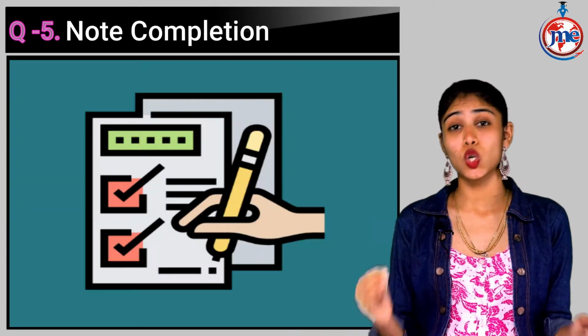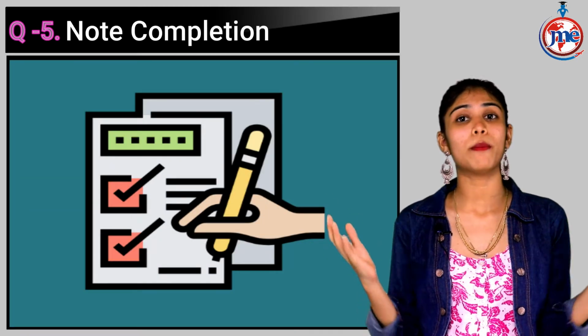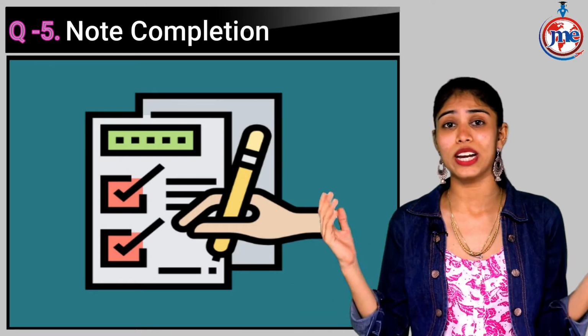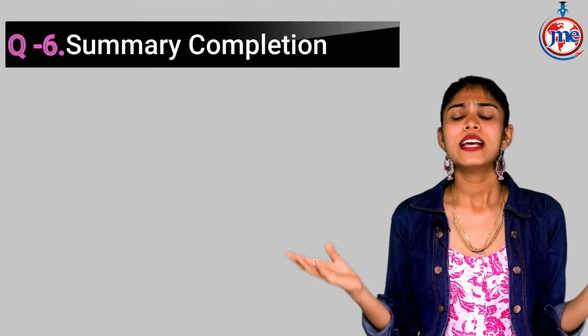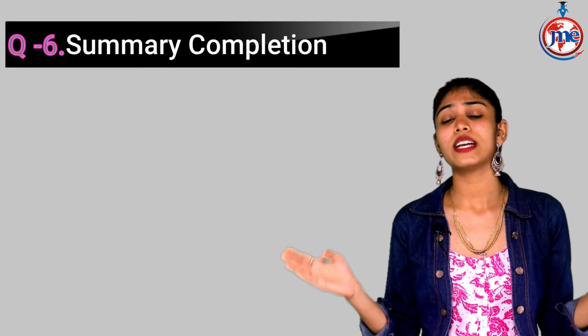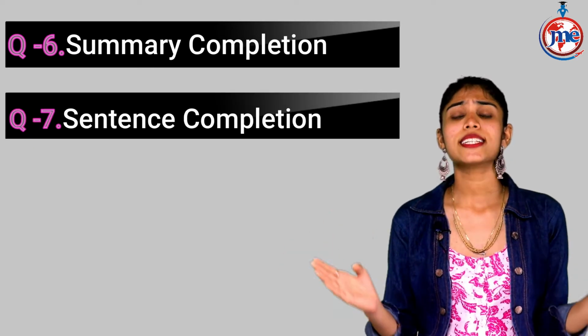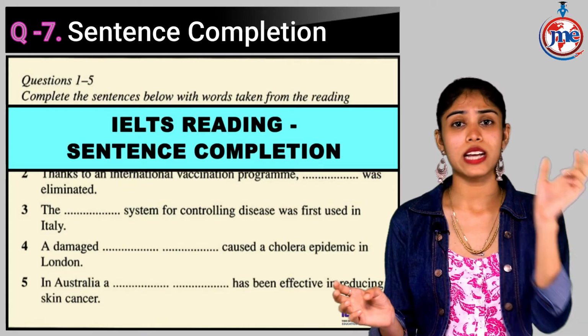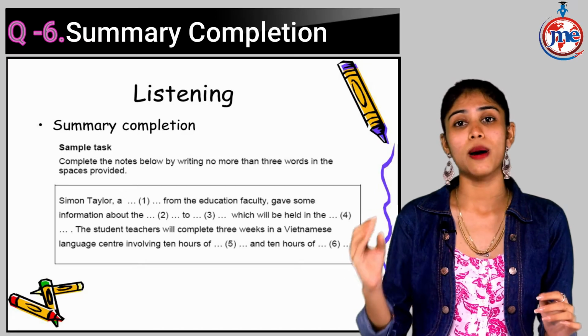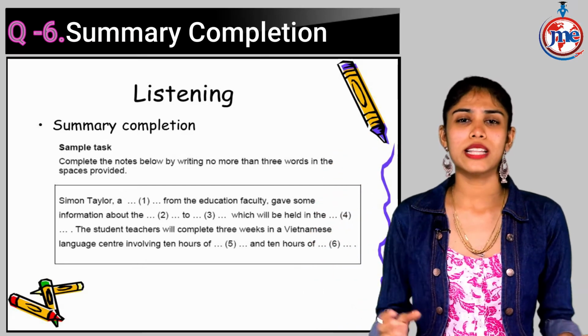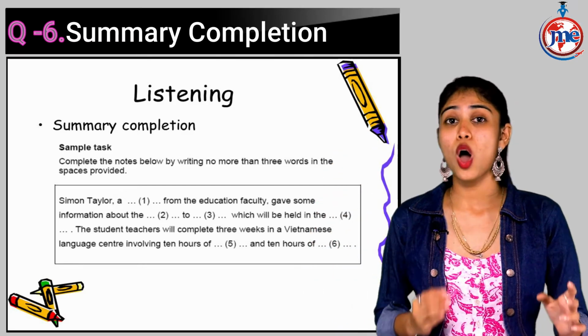Now let's see question type number 5, which is about note completion. You all may know about the note completion because that's very common. So now let's see question type number 6 and 7. In question type 6 and 7, it is summary completion and sentence completion. Students, in sentence completion, you just have to complete one sentence, and in summary completion, you have to complete one small paragraph. So that's also very common, you may all know.